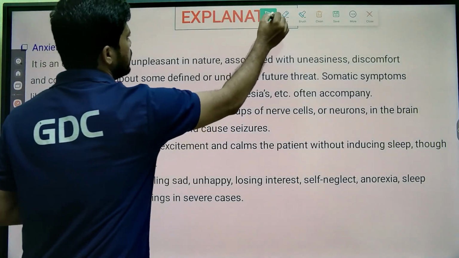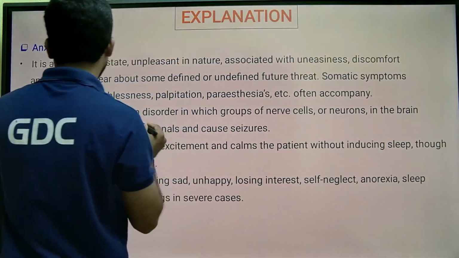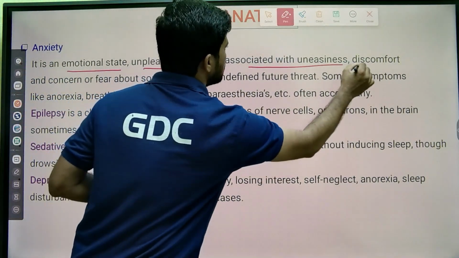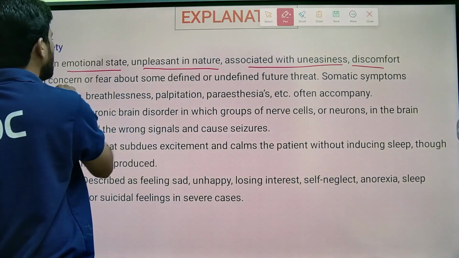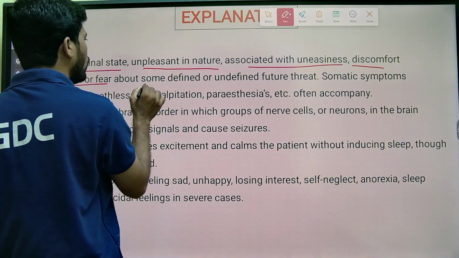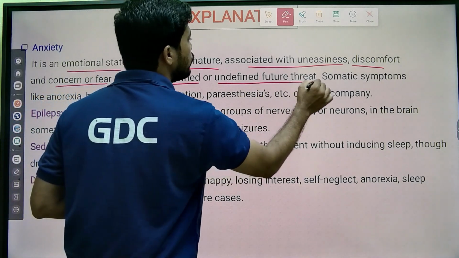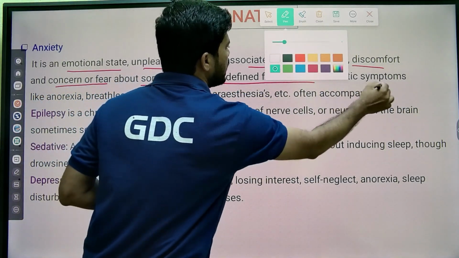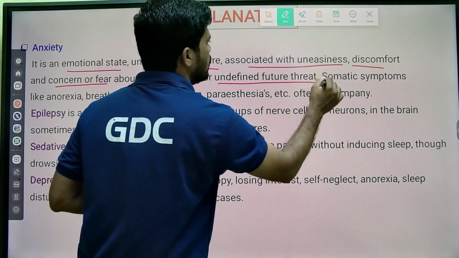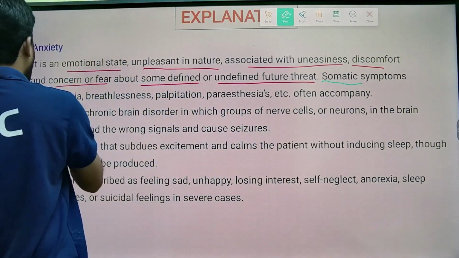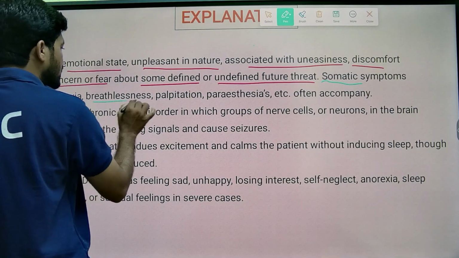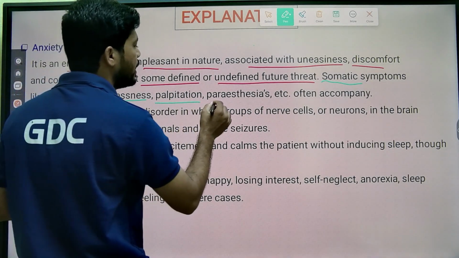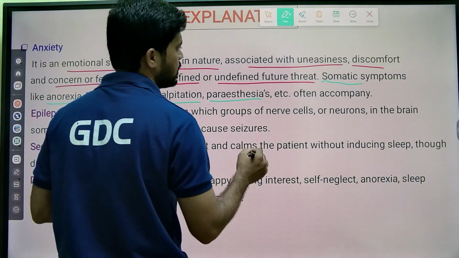Let's check the explanation for more clarity. Anxiety is an emotional state, unpleasant in nature, associated with uneasiness, discomfort, and concern or fear about some defined or undefined future threats. The somatic symptoms are like anorexia, loss of appetite, breathlessness, palpitation, increase in the heartbeat rate, and paresthesia, loss of sensations.